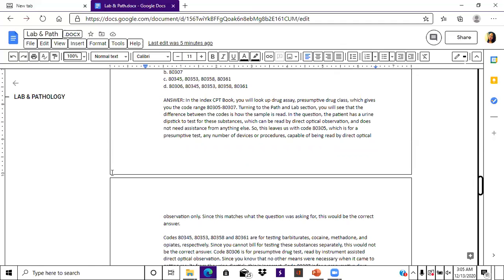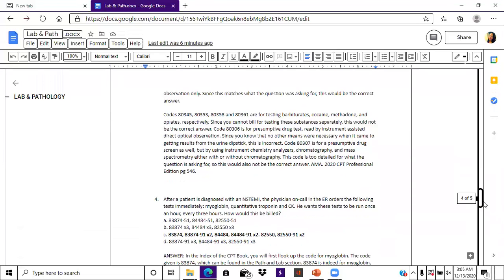So this leaves us with code 80305, which is for a presumptive test. Any number of devices or procedures capable of being read by direct optical observation only. Looking at it, optical, your eyes, medical terminology. Since this matches what the question is asking for, this will be the correct answer.